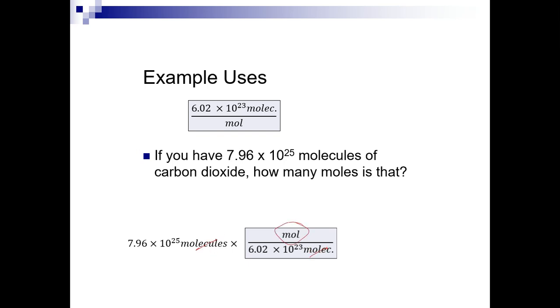I'm left with moles. The math here would be 7.96 times 10 to the, or EXP, 25, divided by 6.02 times 10 to the 23rd, because that number's in the bottom. And when I do that math, I find that I have 132 moles of carbon dioxide.